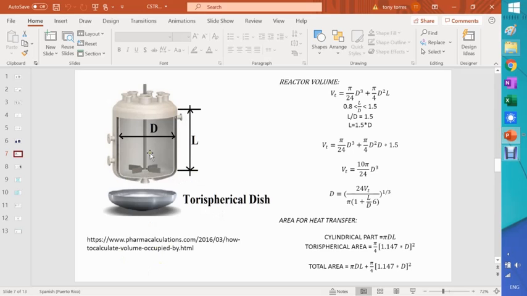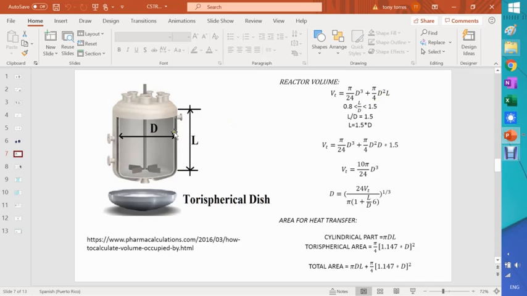But the idea is this: the total volume of this vessel, which includes the dish and the cylindrical portion, will be basically this equation as shown here. This part here is sort of a rule of thumb for the torispherical dish. It's a little bit more complicated than that, but it seems to work pretty good, and you will see in a second how good it is. And the cylindrical portion is the area times L.